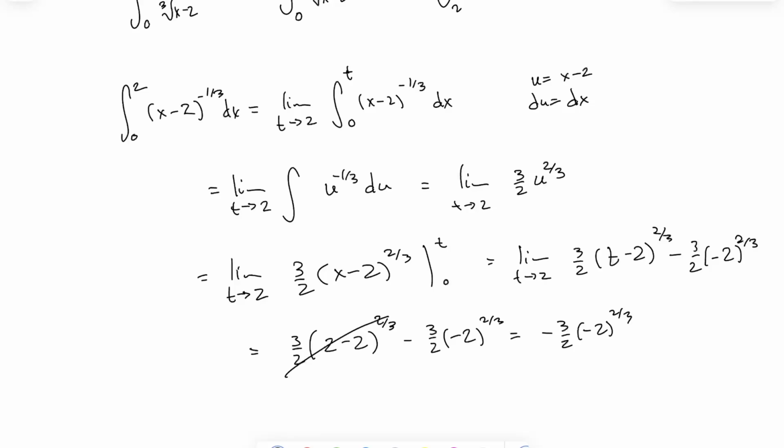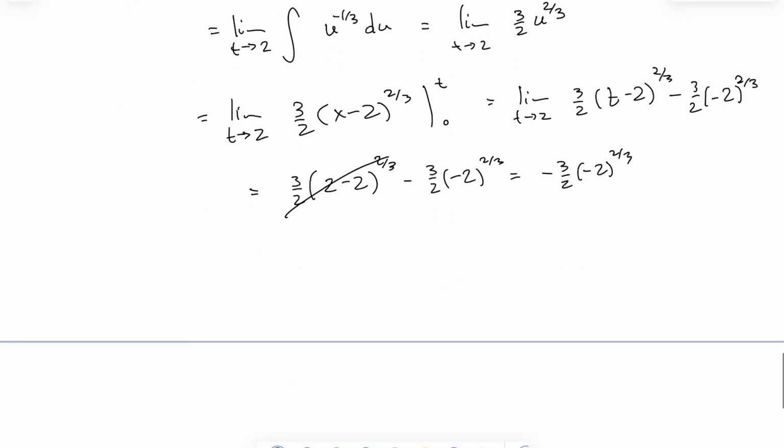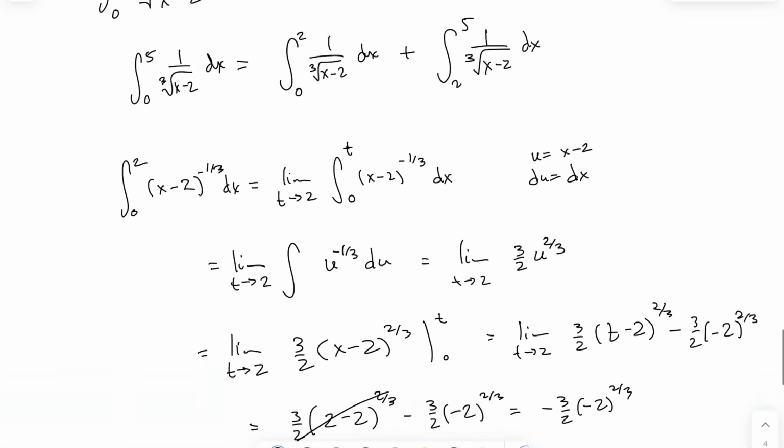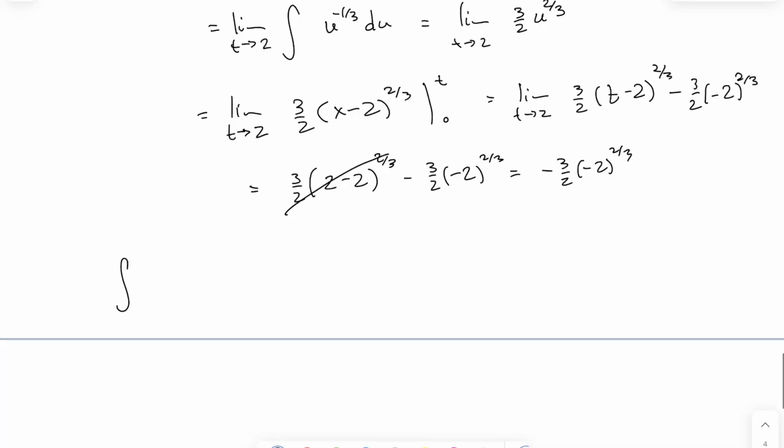Okay, let's try the other one. The other one is almost exactly the same. So actually, I'm not going to work through all the steps, but let's just try to say what it would look like. So the other one, remember, is from 2 up to 5.